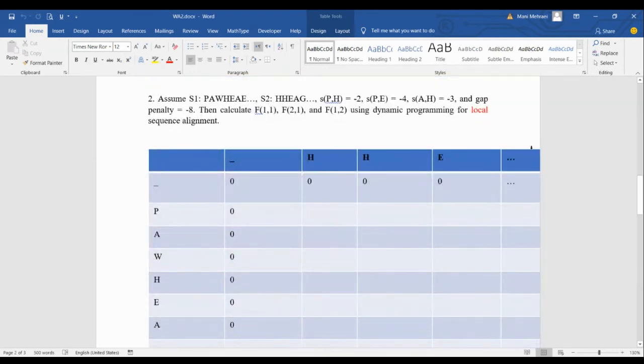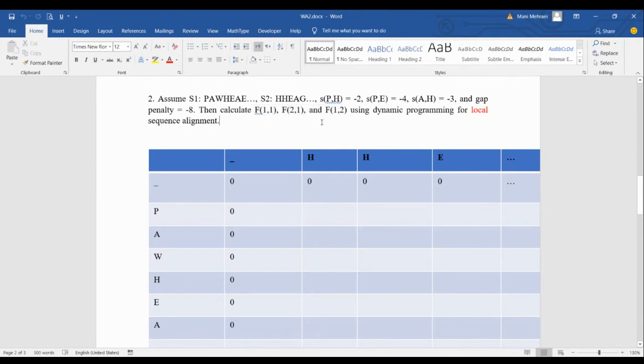In the second question, this is very similar to the first one, but here we have dynamic programming for local sequence alignment. So in that scenario, for the row and column related to gaps, you have 0 from the beginning because we are talking about local sequence alignment. And then we asked you about these 3 cells. I didn't show you on the table because now you should know, for example, where is F11.